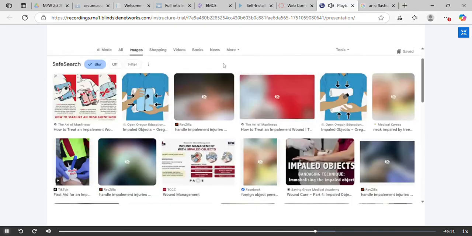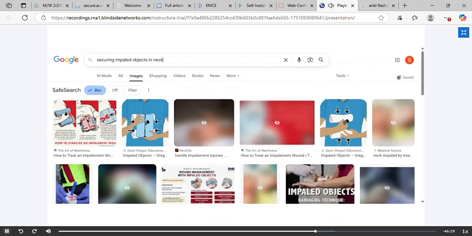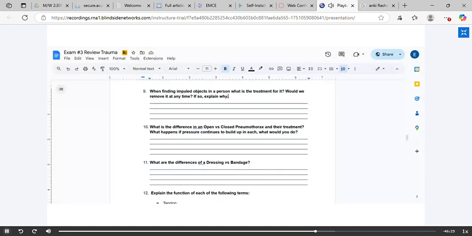Okay. But impaled objects, if they are inhibiting airway or keeping us from doing compressions, they have to come out. If it's not, then they stay in place and we secure it. Super simple, okay? Super simple.